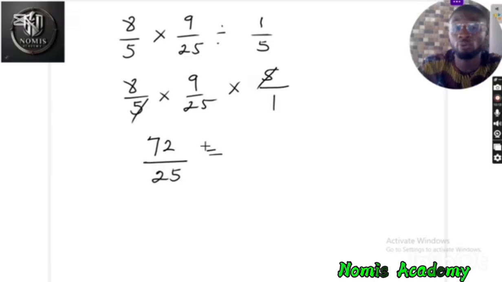This is an improper fraction. You may want to change it to a mixed fraction. So that will be 2 whole number 22 over 25. And that is the sum of the first two terms of the GP.